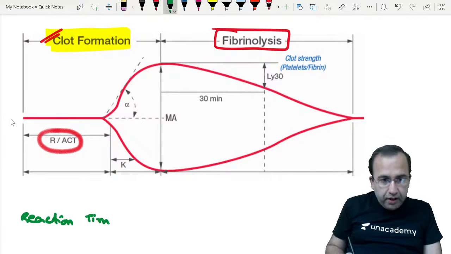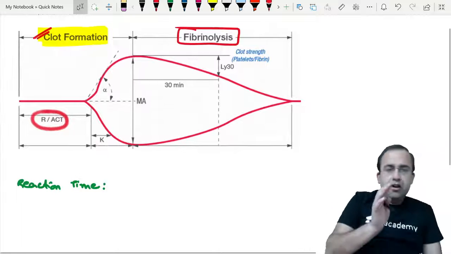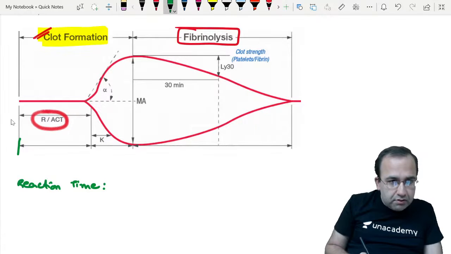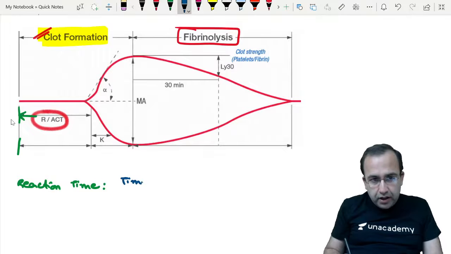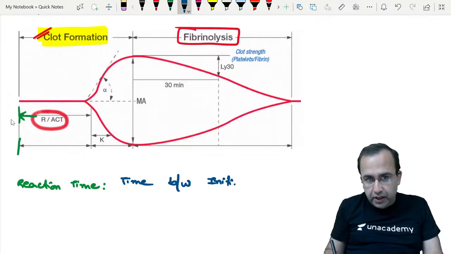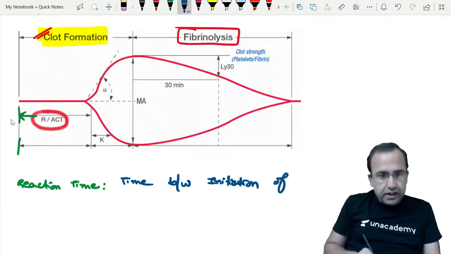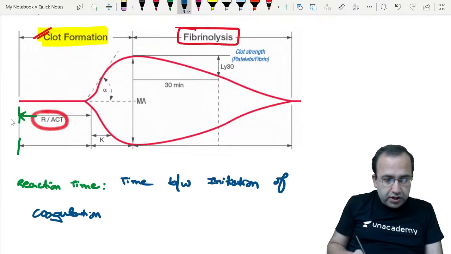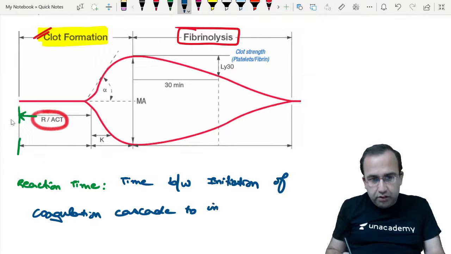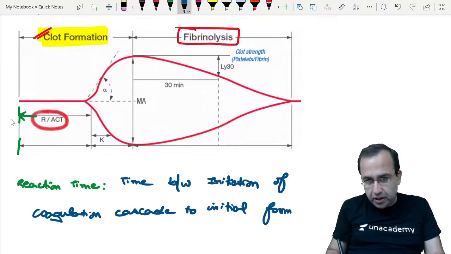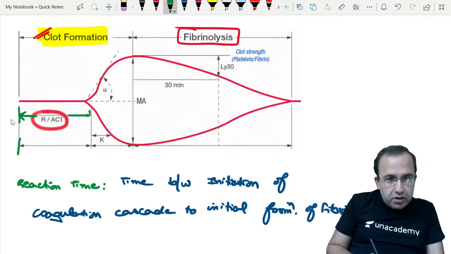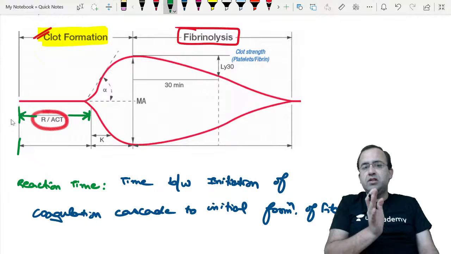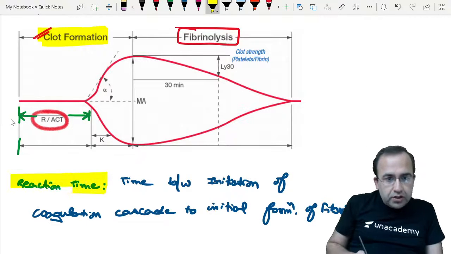R, or reaction time, is the time taken between initiation of the coagulation cascade to the initial formation of fibrin. This is where the coagulation cascade started, and this is where the initial formation of fibrin begins. That is the reaction time.